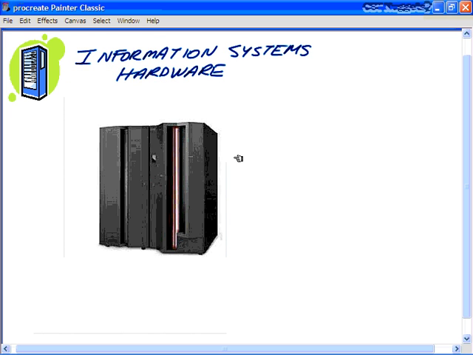Next, you have the mainframe. This was actually the kind of computer that I first worked on back when I was in college in the late 1970s. I actually had access. My first computer was basically the mainframe computer at the local university.